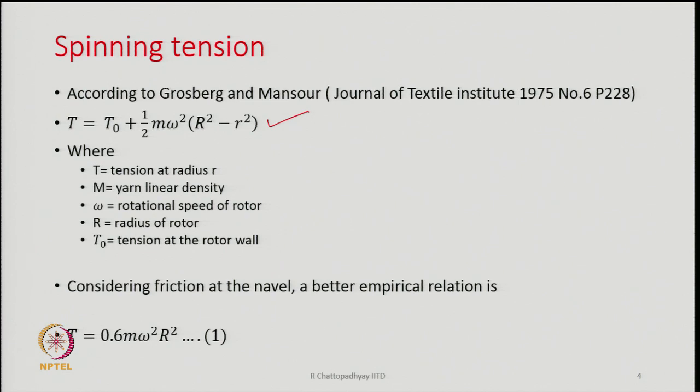in the rotor groove, where the yarn arm exists, at any point on the yarn arm which could be at a distance of small r from the rotor groove, the tension is T0 plus half m omega square times (R square minus r square). Capital R is the radius of the rotor, omega is the rotational speed of the rotor, small m is the yarn linear density, and T0 is the tension at the rotor wall.